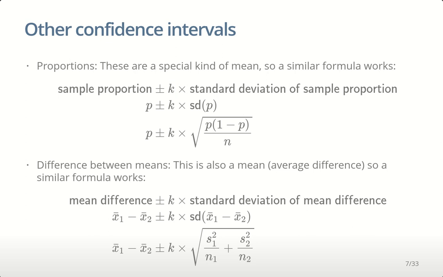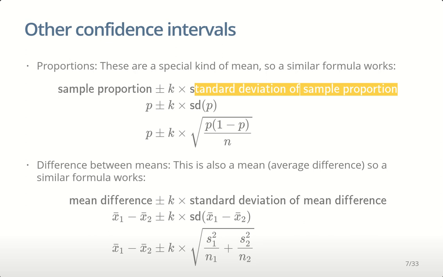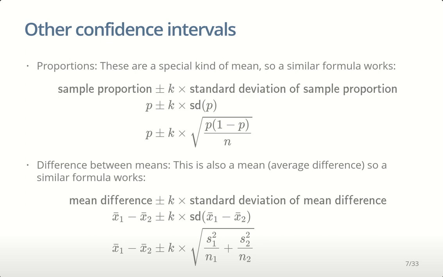But the formula is otherwise the same, right? It's the sample proportion plus or minus some constant, which depends on your confidence level, times the standard deviation of that thing. And there's some crazy formula for it, okay? Not too crazy in this case, but there it is, okay? We don't need to remember any formula here. The computer does it for us. So all you'll be seeing is output from the computer and interpreting it.